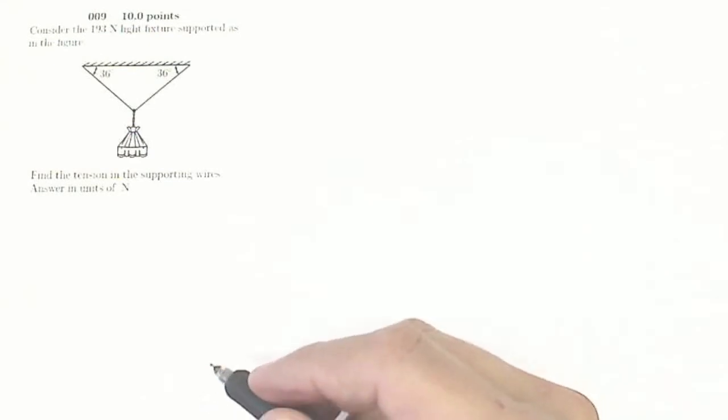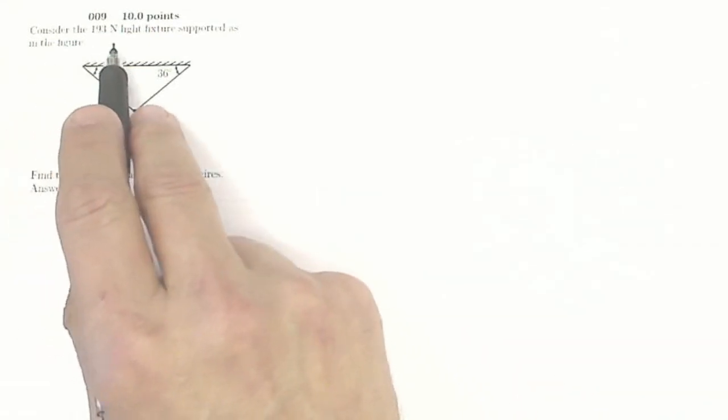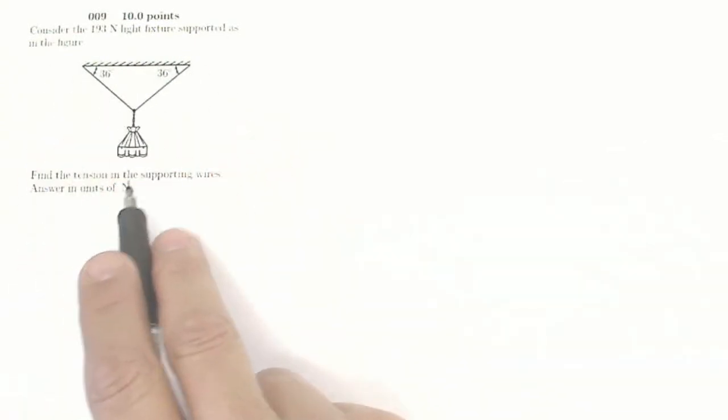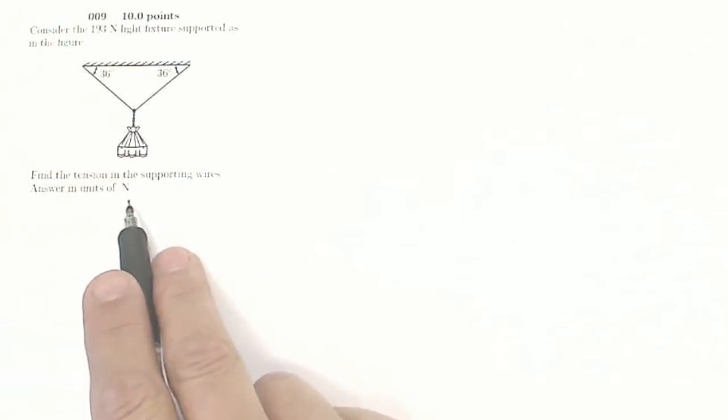This is AP Physics, homework 3.1 on balanced forces. This is question number 9. It says, consider the 193 Newton light fixture supported as in the figure. Find the tension in the supporting wires, answer in units of newtons.